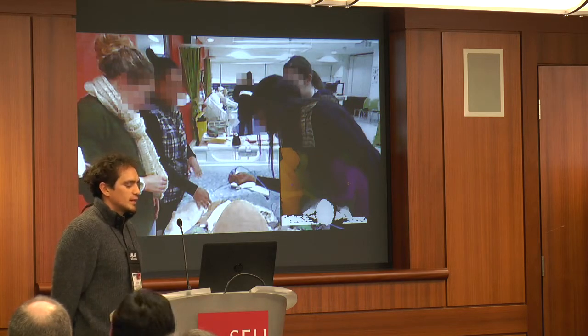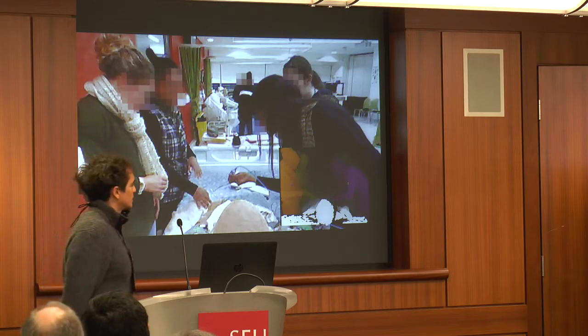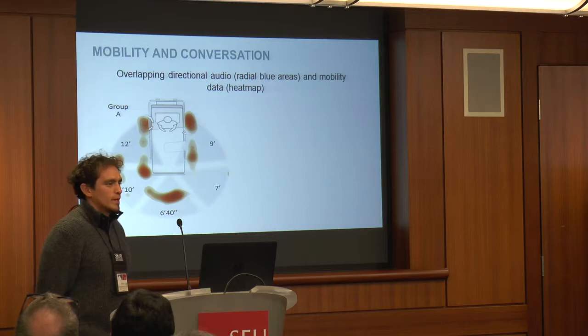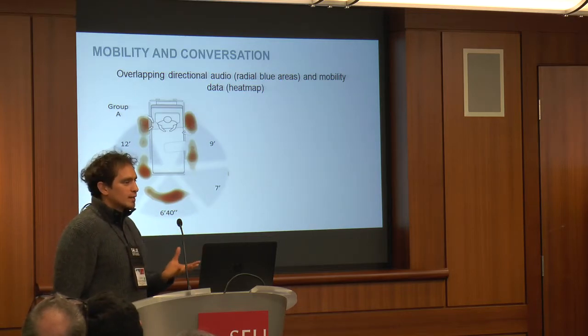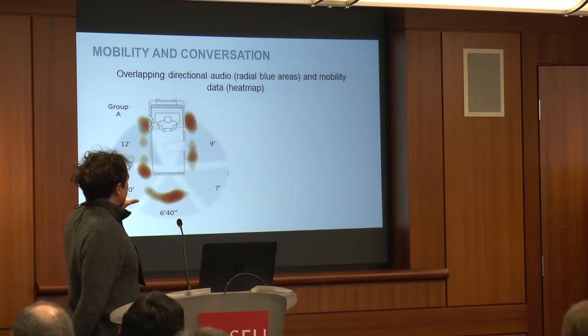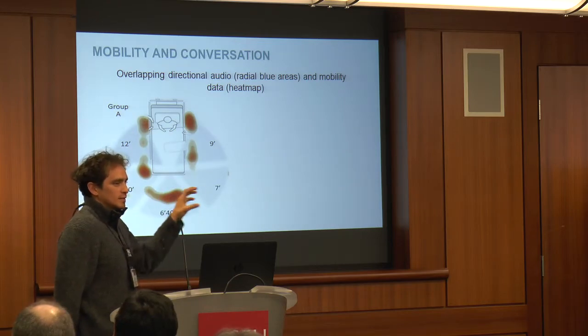User identification in physical environments is quite tricky, and we have explored that in other scenarios as well. Then we attempted to overlap information. In this case, we overlap the directional audio signals with the heat maps of mobility. And in this case, it's just for the whole hour. We can maybe have more meaning if we distill it along the time.